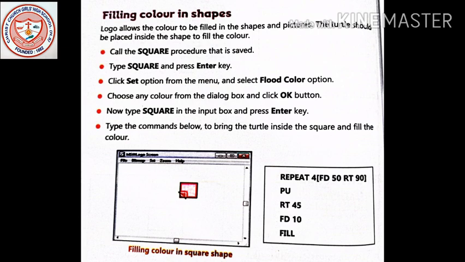Call the square procedure that is saved. Type square and press enter. Then click the Set option from the menu and Flood Color. Choose any color from the dialog box and click the OK button. Type the commands below to bring the turtle inside the square and fill the color.